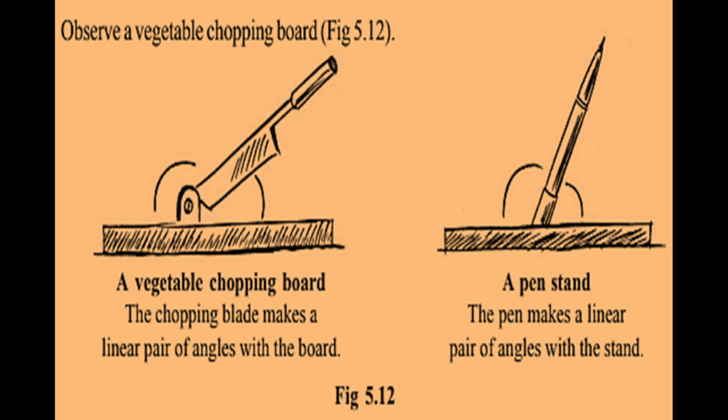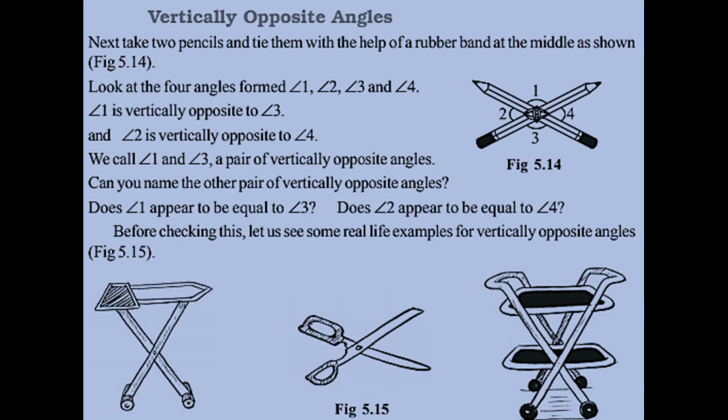Clear? You see the next picture, that is a pen stand. The pen makes a linear pair of angles with the stand. You see, you can clearly observe. Okay, here the two non-common arms are straight, then the common arm, that is the pen, makes two angles. It makes two adjacent angles. The adjacent angles are called a linear pair of angles. Next we will see some examples of vertically opposite angles.